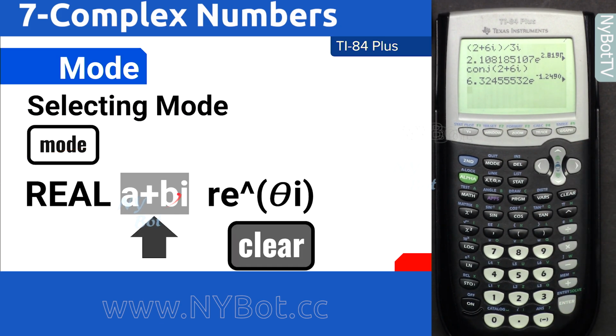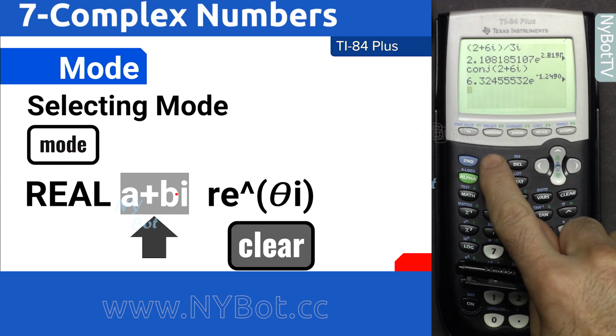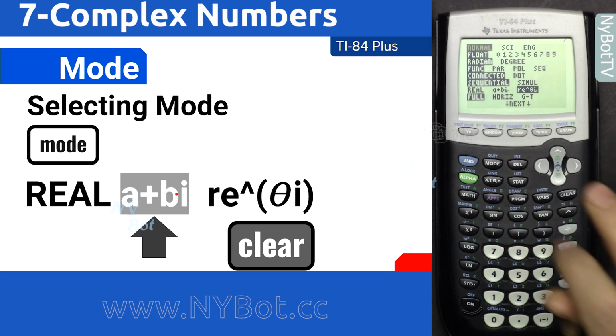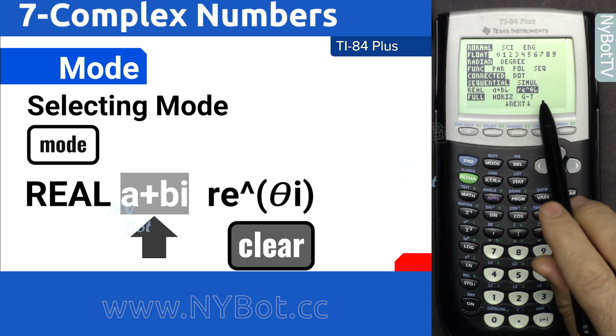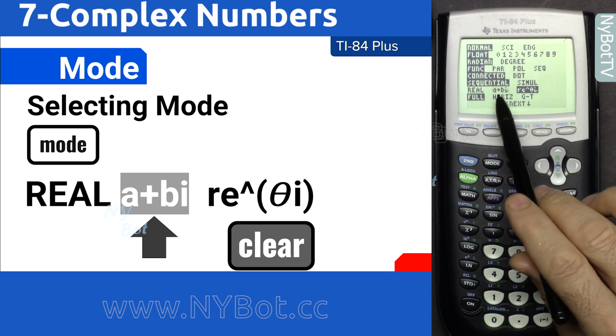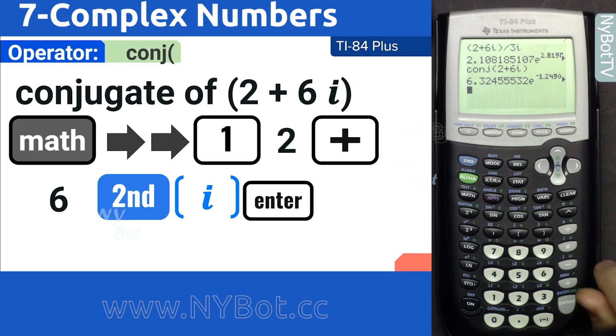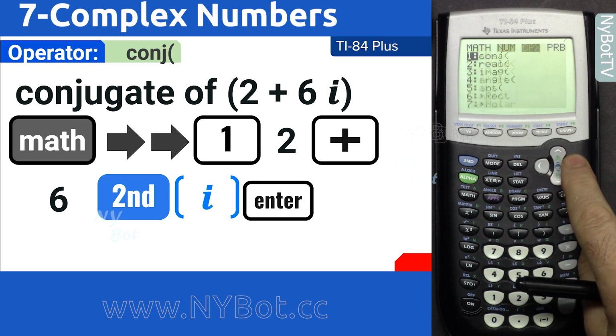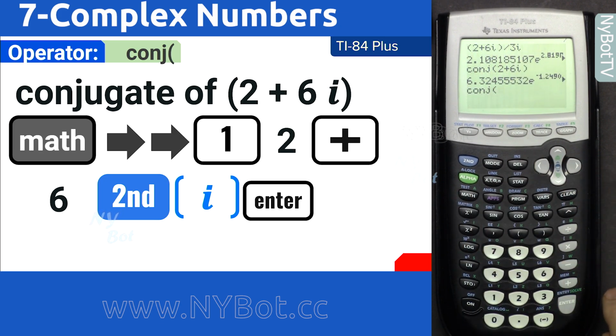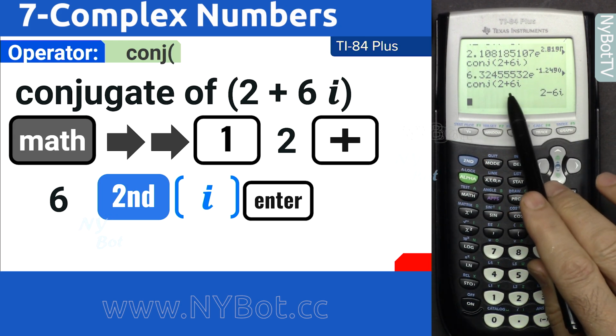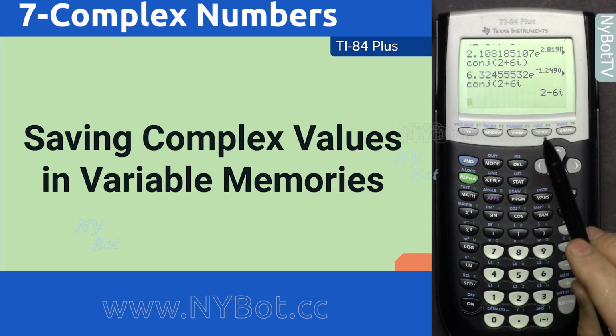Let's change it to rectangular, press mode, and come in here. The highlight is in polar. Let's go to rectangular, press enter, clear to exit, and let's press math, go to complex, 1, and then 2 plus 6i, 2 plus 6 second function I, enter. Now plus has changed to minus.